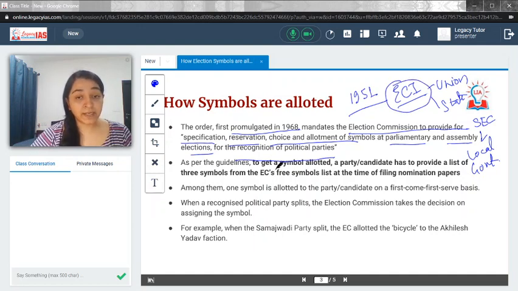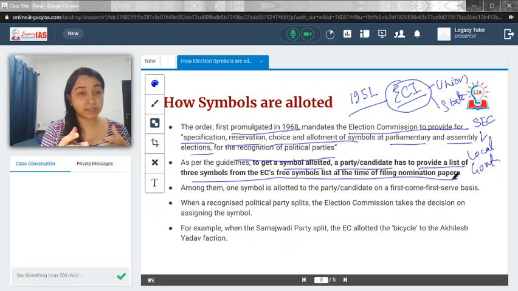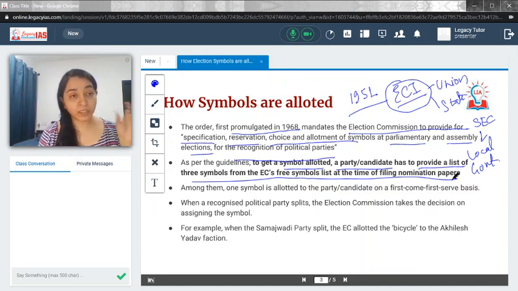As per the guideline, to get a symbol allocated, a party or a candidate has to provide a list of 3 symbols from the Election Commission's free symbol list at the time of filing the nomination paper. Just understand, when you file the nomination paper, there is a pool of around 200 free election symbols which the Election Commission will provide you with. You have to pick 3, saying any of these will work, or you can set up a priority as well. So you need to pick 3 symbols and submit them when you are filing your nomination paper. So this is the procedure.